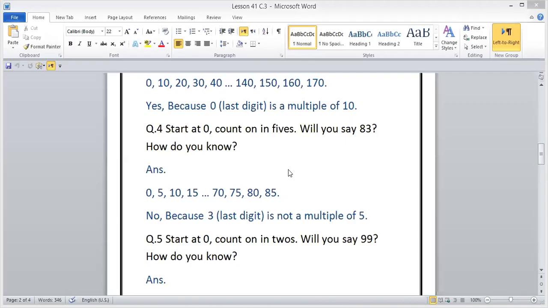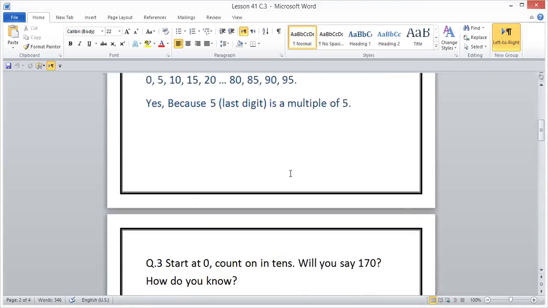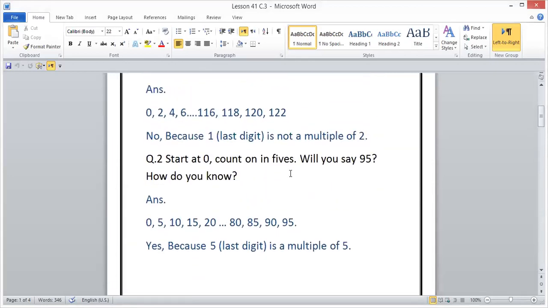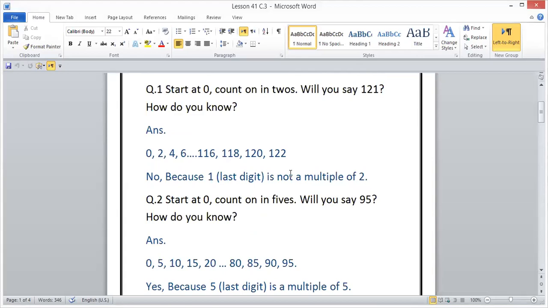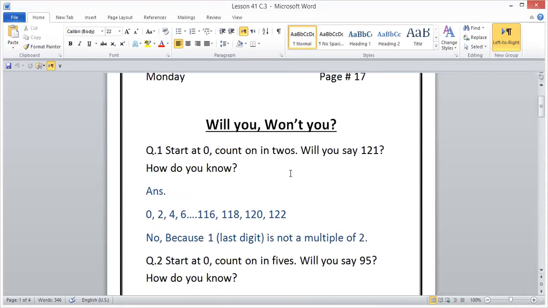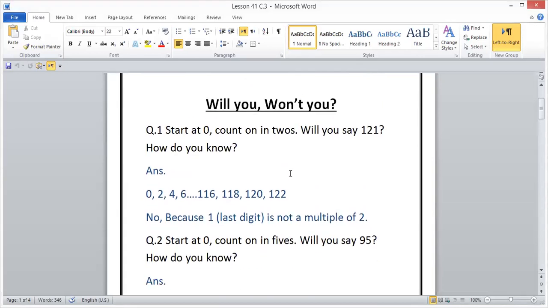So I welcome all of you guys to lesson number 44 for grade 3 mathematics. The topic which we are studying is on page number 17 of your book, Cambridge Primary Mathematics.